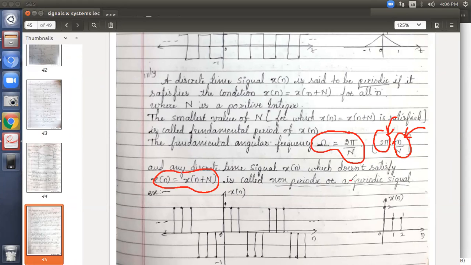It is not a space. This space should be eliminated. Okay, rectify this, change this. A periodic signal.